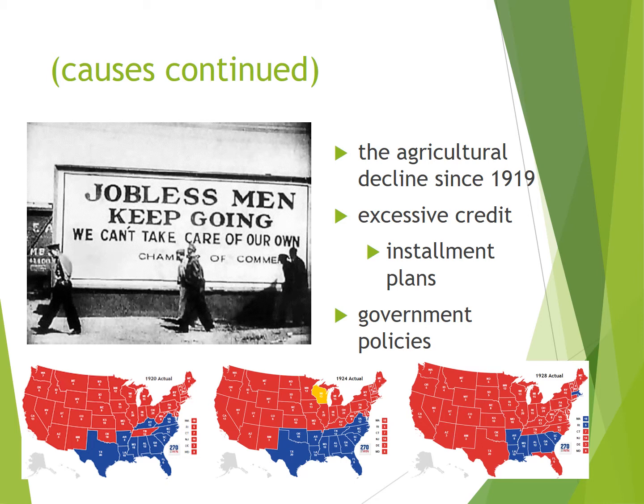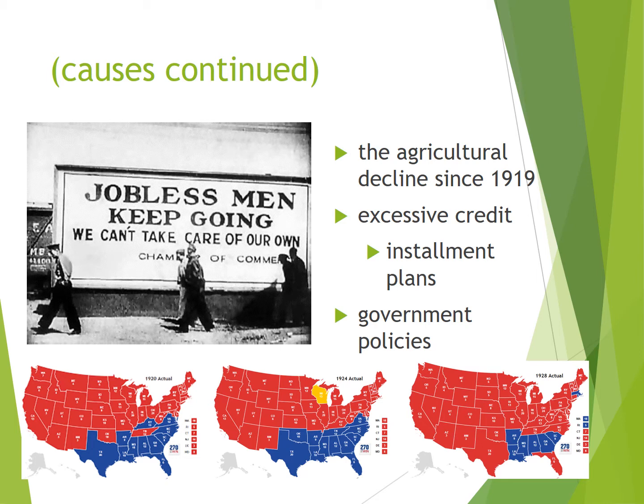I mean, if you think about it, you're going to pay $1 a week for your radio or $5 a week for your car. And all of that is manageable until you lose your paycheck. And then all of a sudden, it's overwhelming. And that's what happened to a lot of Americans here throughout the 1920s.